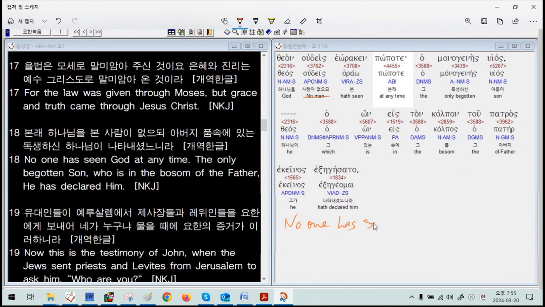God. Okay. No definite article again. No one stared God. Okay. And then colon, at any time. We're going to say at any time, right? At any time. Okay. Indefinite time. At any time. Colon.